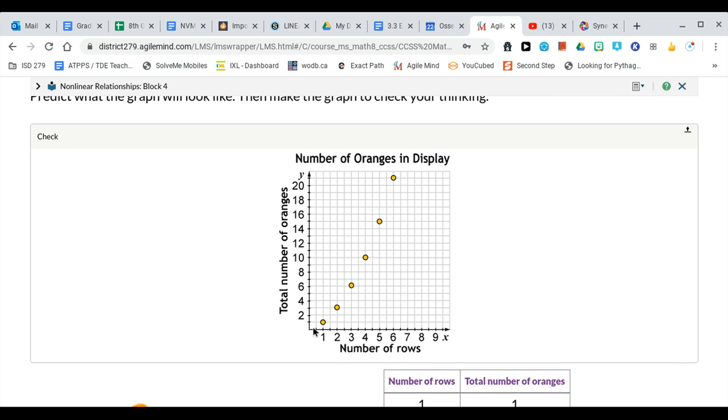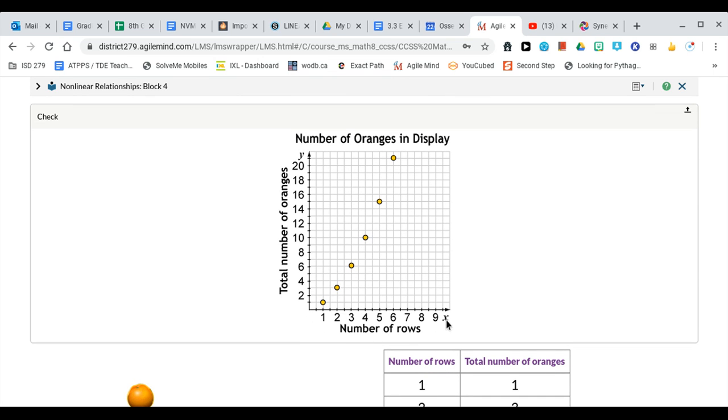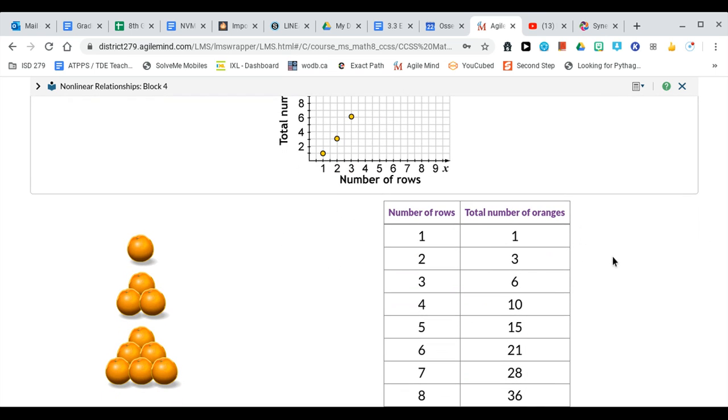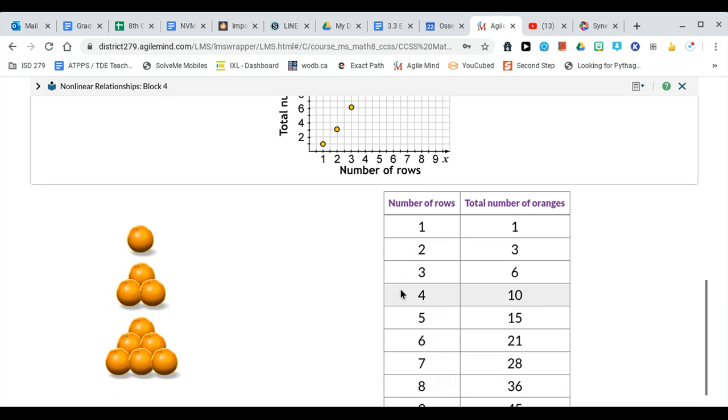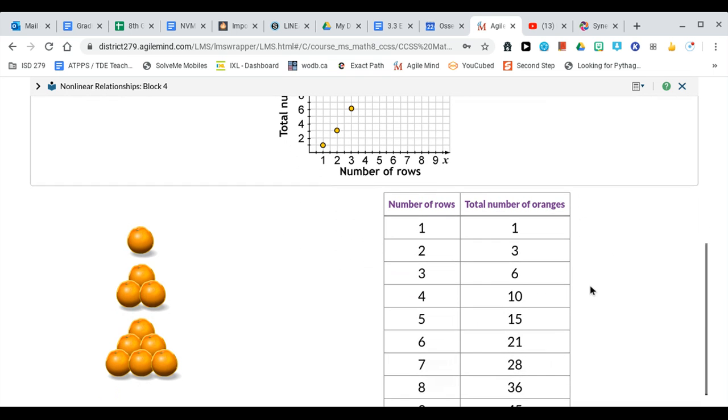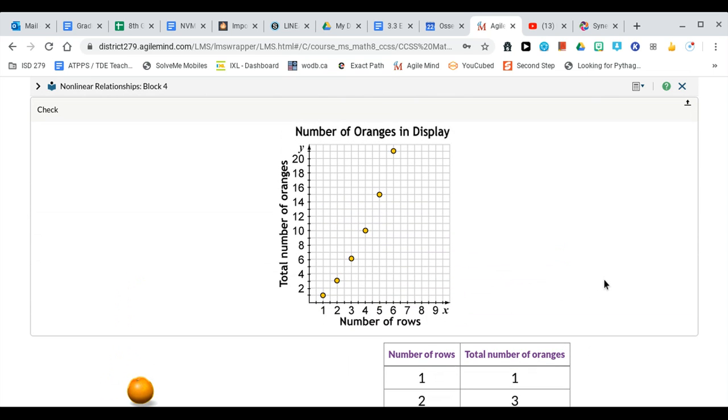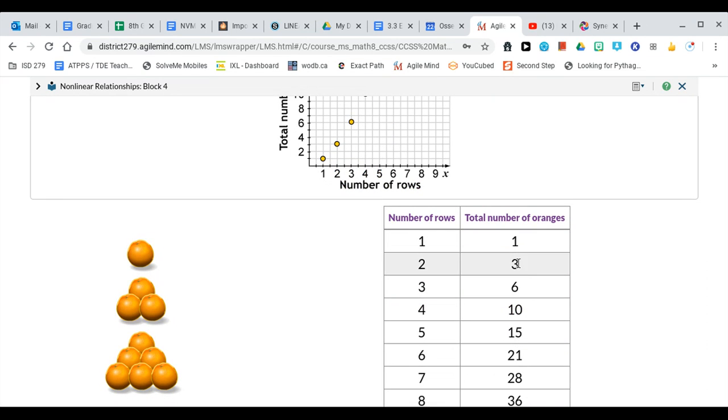You can see that the graph is still going up, but every single time it's increasing by more. So that makes our graph a curve. This is an example of a nonlinear relationship. It does not make a straight line, it makes a curve. If you can see here, the number of rows is on our x-axis and the total number of oranges is on our y-axis. That will be the same for any table. The one on the left is always the x, the one on the right is the y. So again, this one is a nonlinear relationship. They do not increase by the same amount every single time.